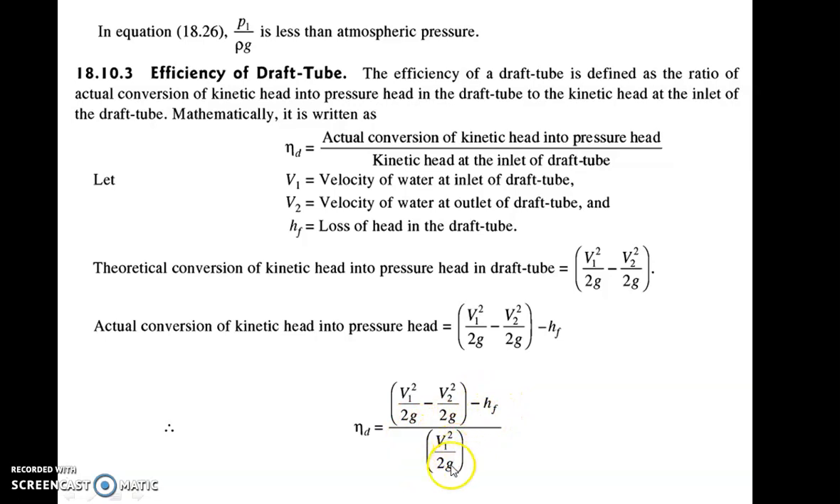But now here we have to follow the kinetic energy at the inlet, that is nothing but V1 square by 2g. So this is the formula you have to remember, that the efficiency of the draft tube is given by V1 square minus V2 square upon 2g minus HF, upon V1 square by 2g.